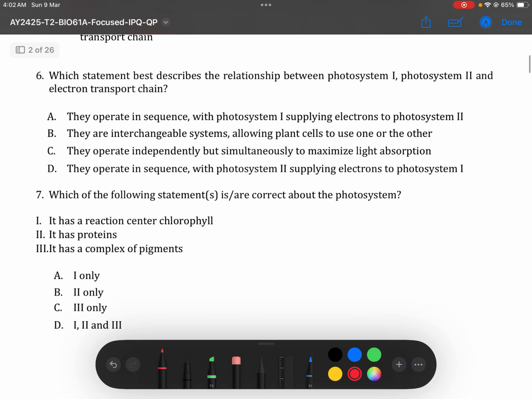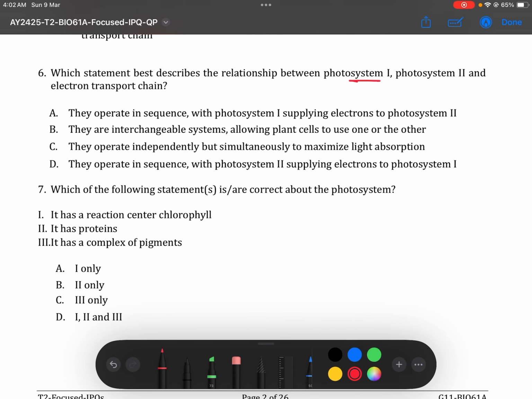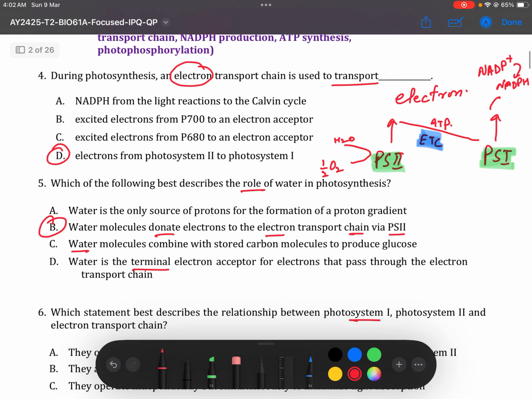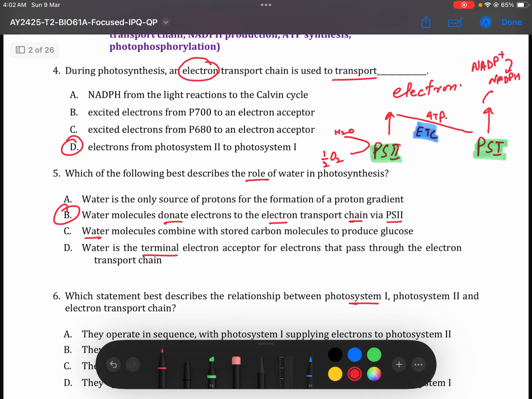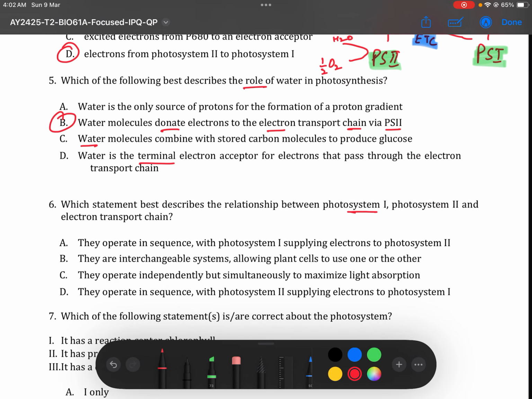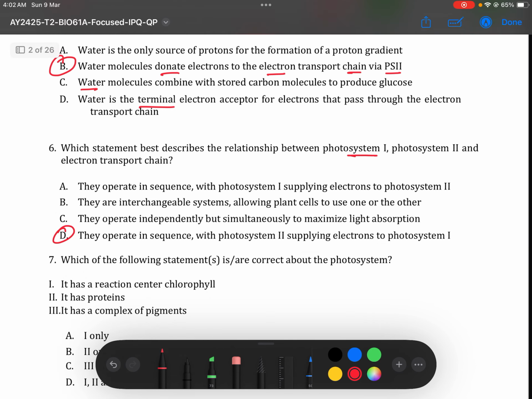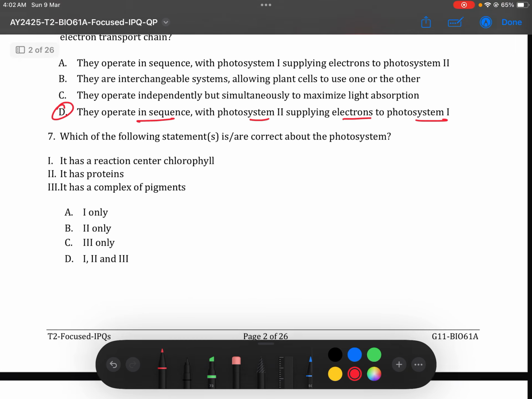Question number 6. Which of the following best describes the relationship between PS1 and PS2 and the electron transport chain? Of course, all of them are responsible for the absorption of light, and they are working in a very sequential way. For example, PS2 comes first, then the electron transport chain, then comes the PS1. They cannot move here and there. PS2 comes first, of course, and that will always be the case. So they operate in sequence, with PS2 supplying electrons to PS1.